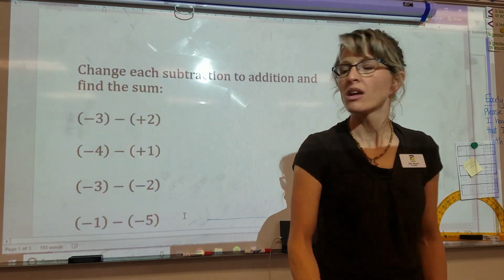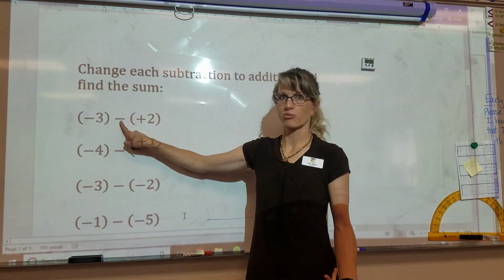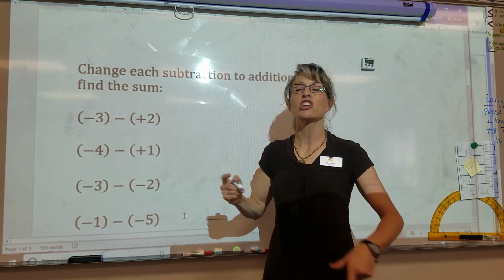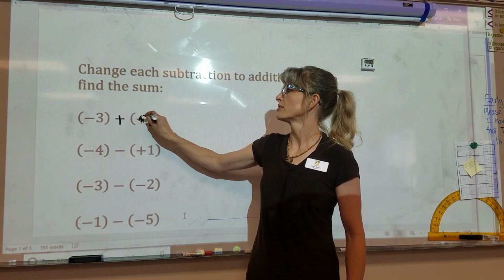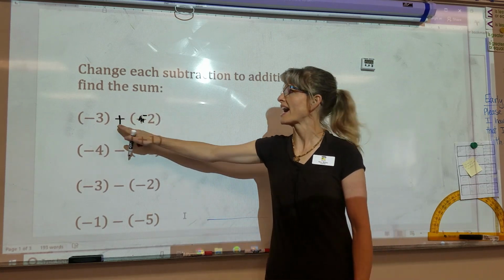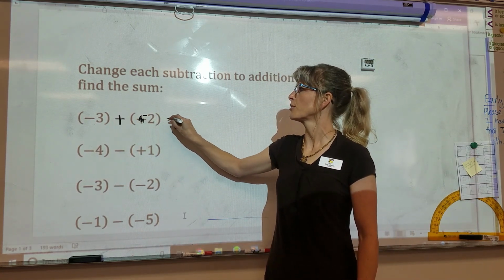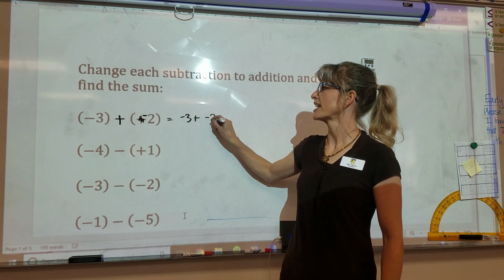Let me show you what I mean. It says -3 minus, or subtract, +2. Well, we're going to change it into an addition problem and change this one to a negative number. We're going to add the opposite. So really what I have is -3 plus -2.